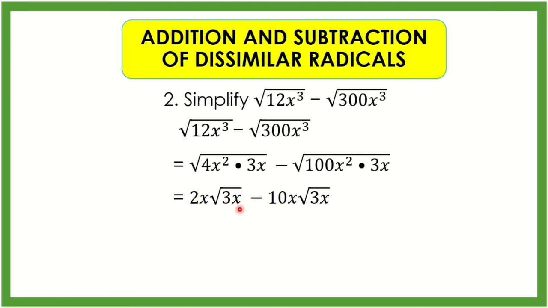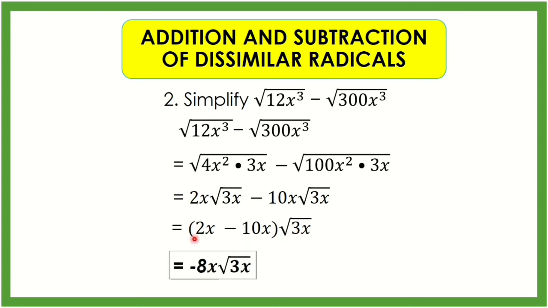Meron na tayong similar radicals. Ang next step is to subtract their coefficients. 2x minus 10x times square root of 3x. 2x minus 10x is equal to negative 8x. And then, we multiply square root of 3x. This is now our answer.